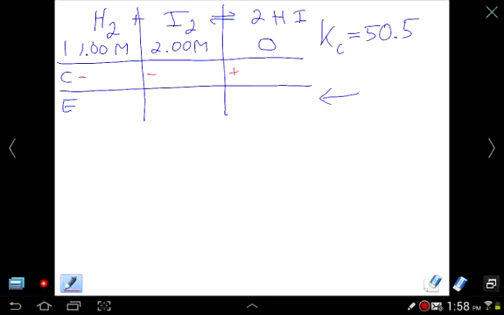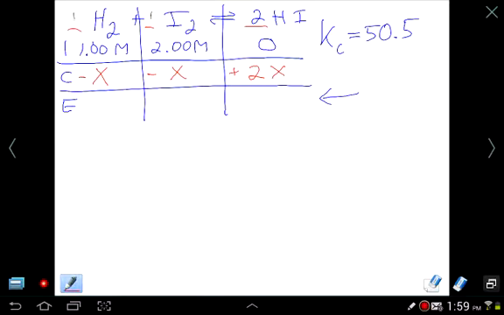Because we don't know exactly how much we'll lose or gain, but we know that they're related, what we can do is say for every one of these that we lose, we're going to gain 2 of these. And for every one of these that we lose, we're going to gain 2 of HI. That strictly comes from the coefficients. Remember, there's a 1 in front of here.